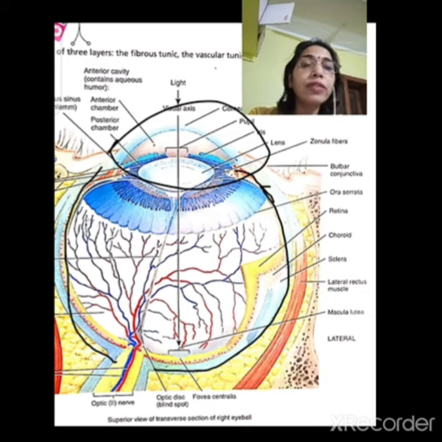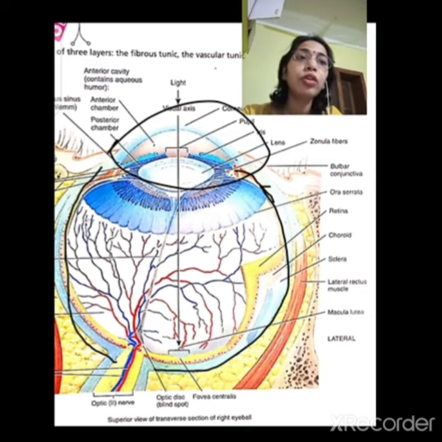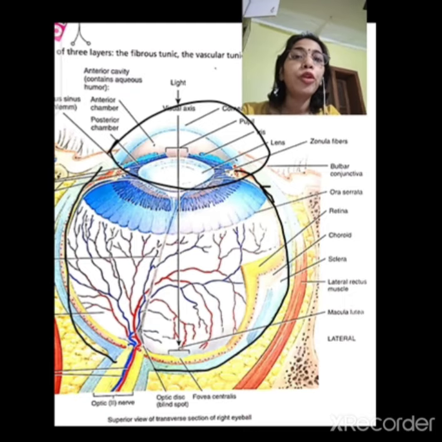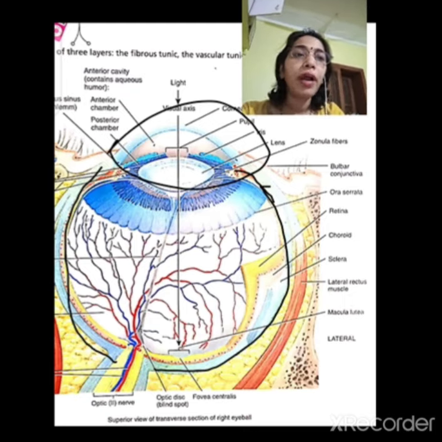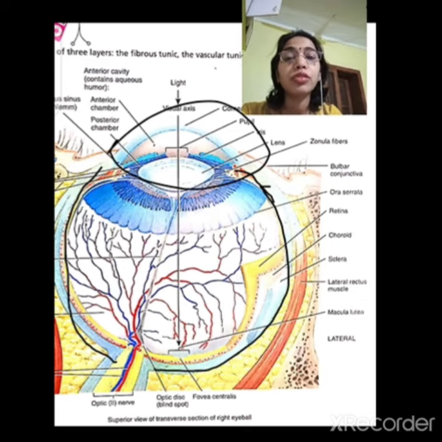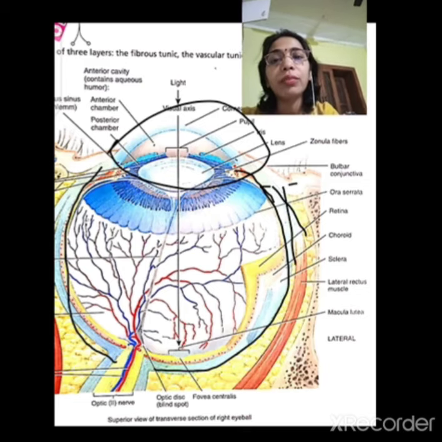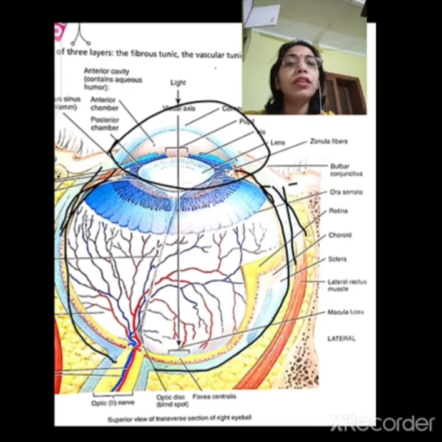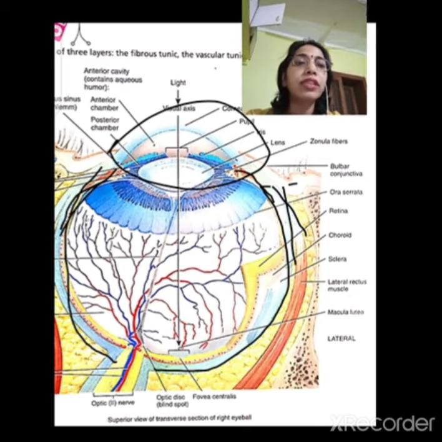The sclera covers the entire eyeball except the cornea. It gives shape to the eyeball, makes it more rigid, protects its inner parts, and serves as a site of attachment of the extrinsic eye muscles. See, these are the extrinsic eye muscles, and they are attached here.